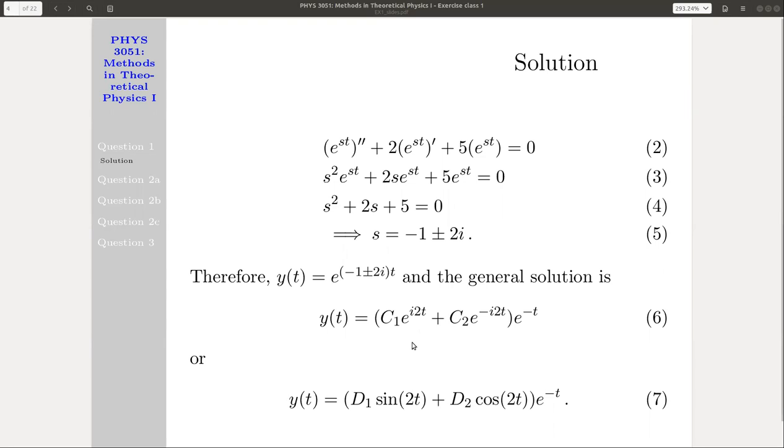And if you prefer to write the exponential in terms of sine or cosine, then it is equally fine to write it in the form in equation 7, which is in terms of sine and cosine, if you do not like the exponential here.